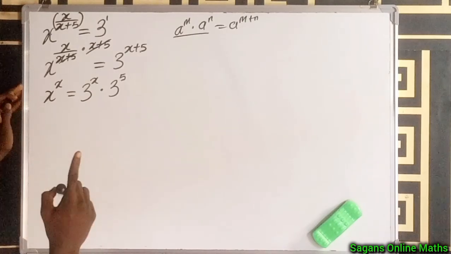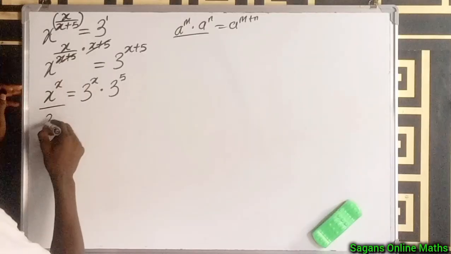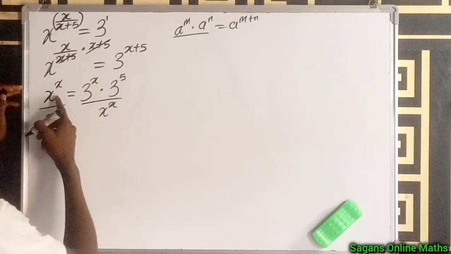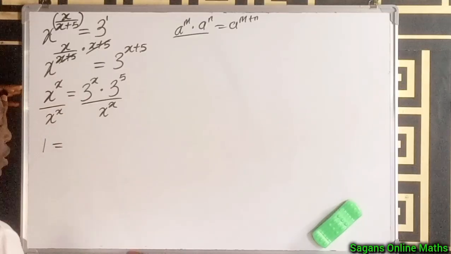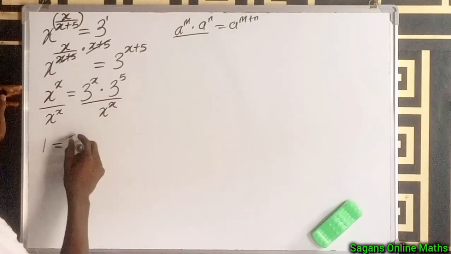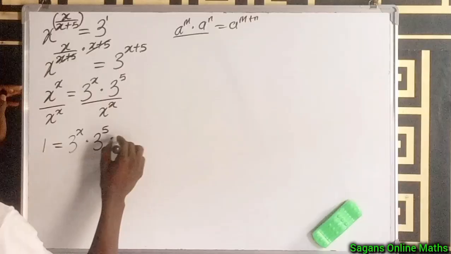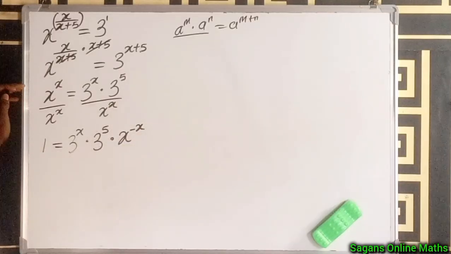Now our second step is to divide both sides by x to the power of x. So if we divide here by x to the power of x and divide the whole of this by x to the power of x, this divided by this will just give us 1 equals to. Now if you play with the properties of indices, we can do something very unique and amazing. We can write this as 3 to the power of x multiplied by 3 to the power of 5 multiplied by x to the power of minus x, right? Wow, this is pocket-erroneous, right?